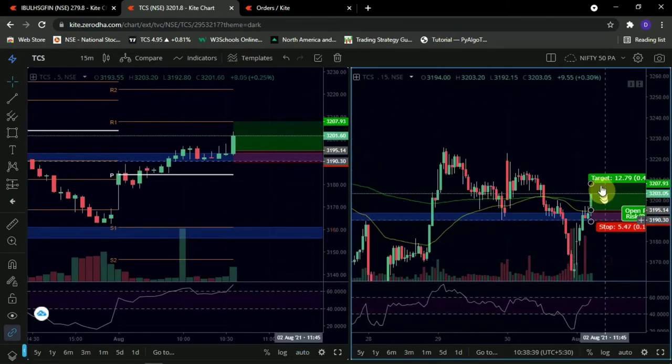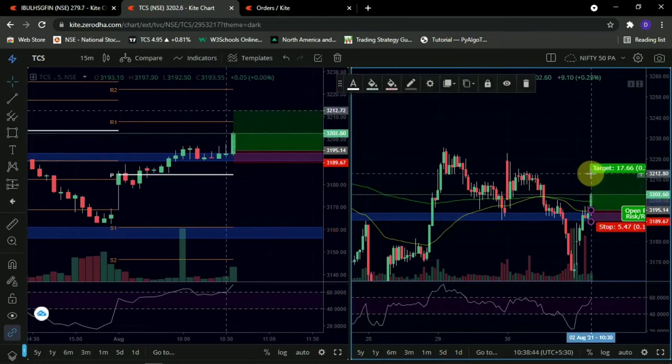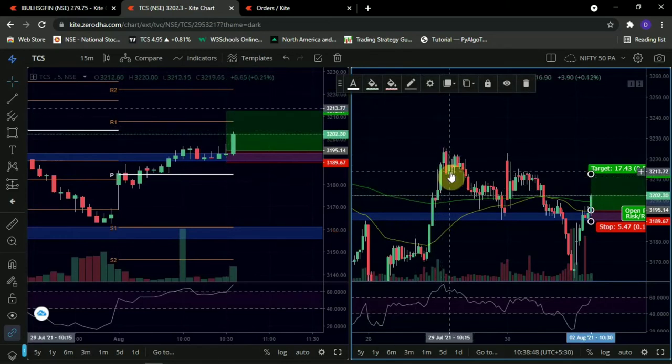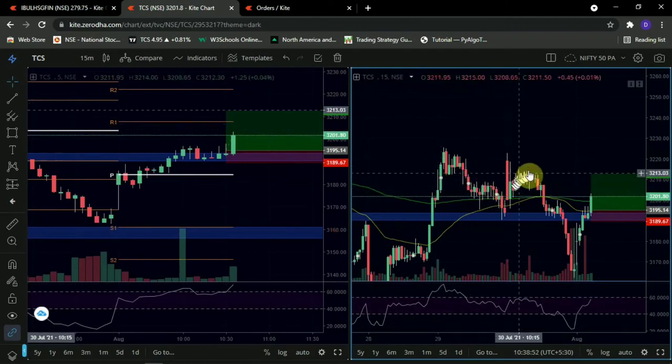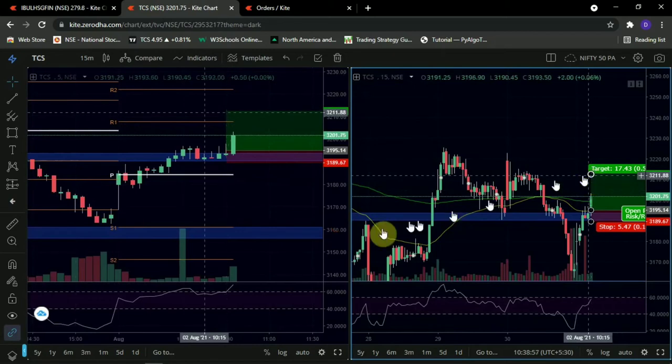because this is the target I have set, and this is a zone. It gets support from here. It came down here and broke this region. Again it went up to this region. So this is the zone where the real target should be.